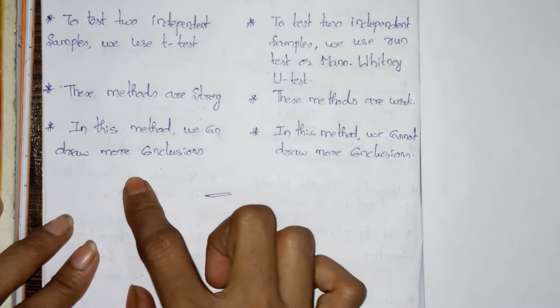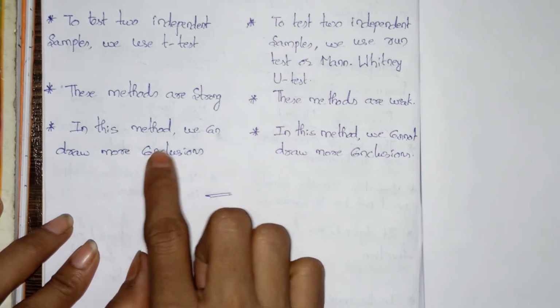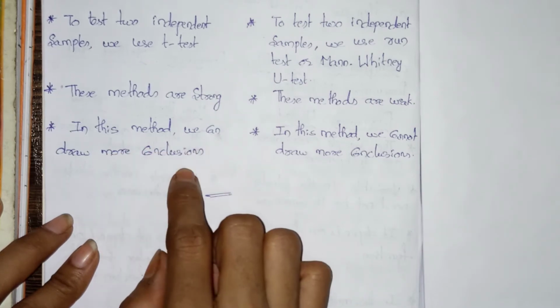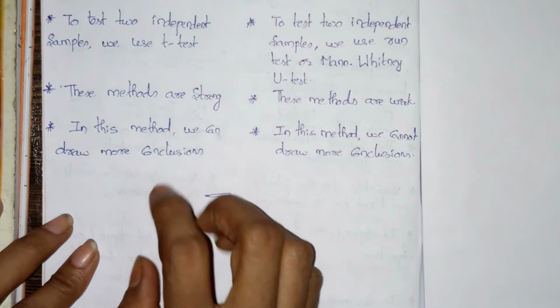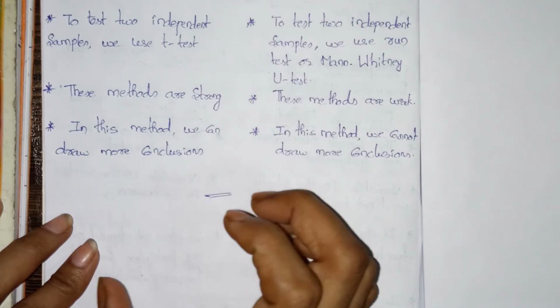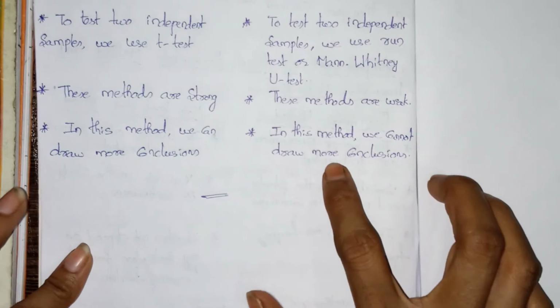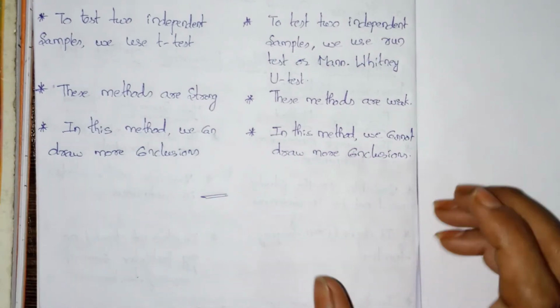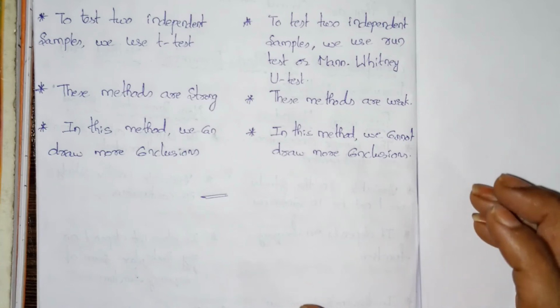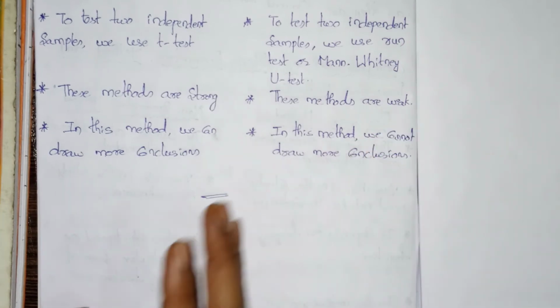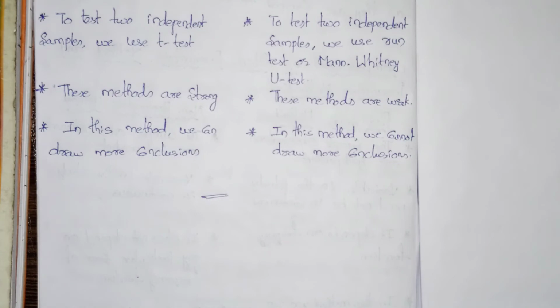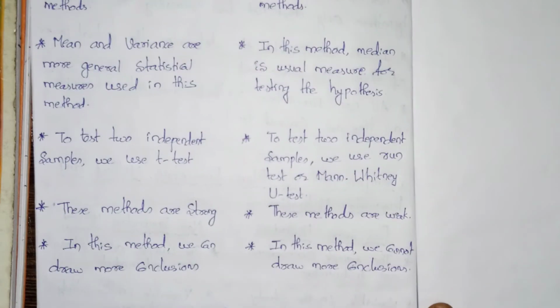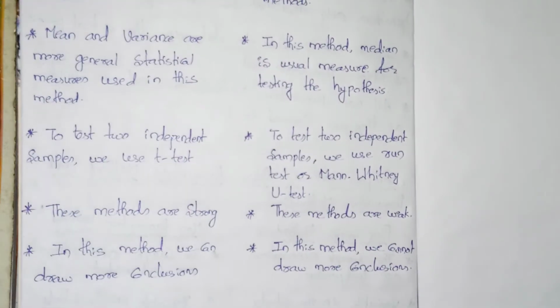And the last point is, in this method we can draw more conclusions. So we can write many conclusions, but in non-parametric we cannot draw more conclusions. So this is about the difference between parametric methods and non-parametric methods, or else we can say comparison between parametric methods and non-parametric methods, or parametric versus non-parametric.